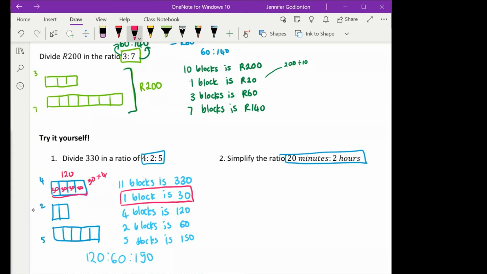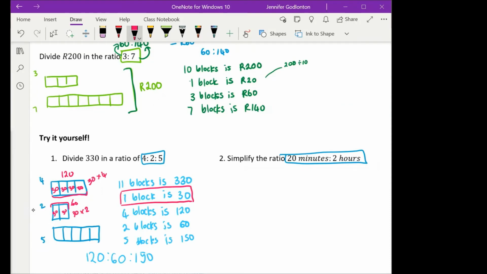And like here, one block is 30, which means there's 2 over there. So that would be 30 times 2, which means that these together would be 60. Does that make sense why we multiply? Yes, oh okay, yes, ma'am.